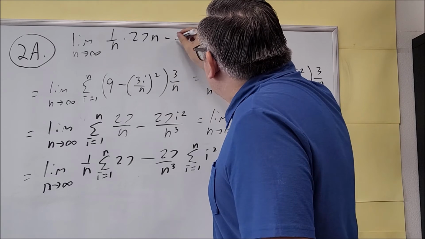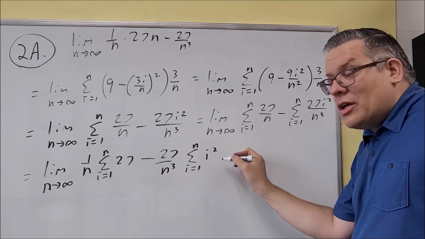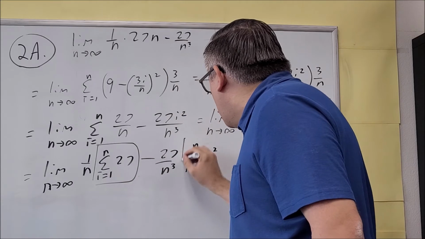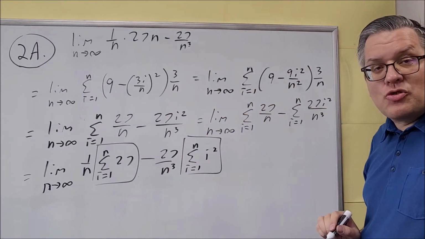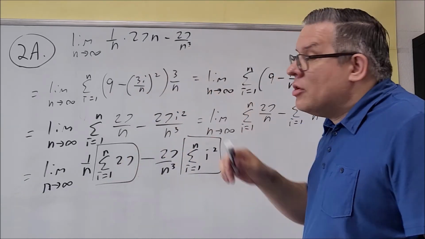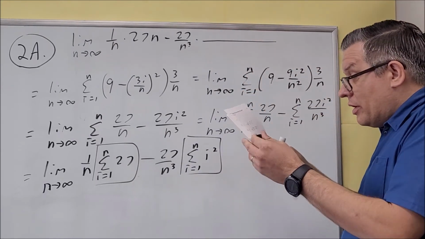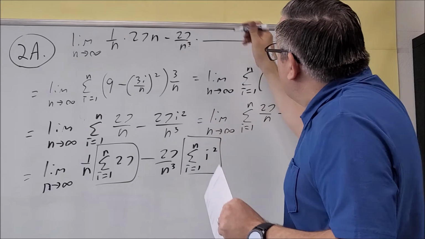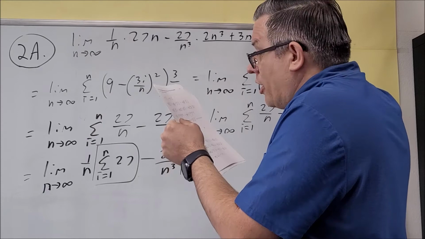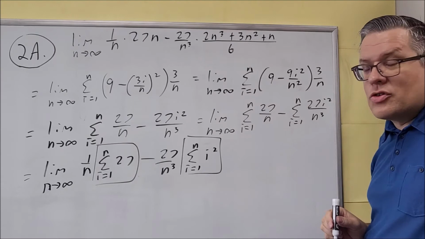Next, you have minus 27 over n cubed. We're going to put the special summation formula in for the i squared right here. So basically, both of these that have boxes around them like that, each of those turn into special formulas that I'm doing up here in this step. So all that right there turned into 27n. All this here, I'm going to put into the next one. And so now we're going to put in the expanded version of this, 2n cubed plus 3n squared plus n, all that over 6. So that's the special formula that you're going to use there.